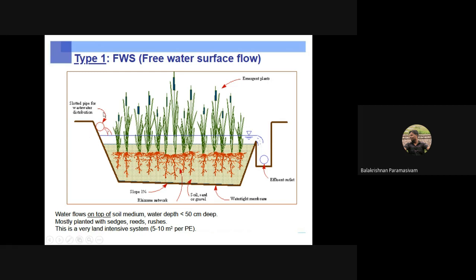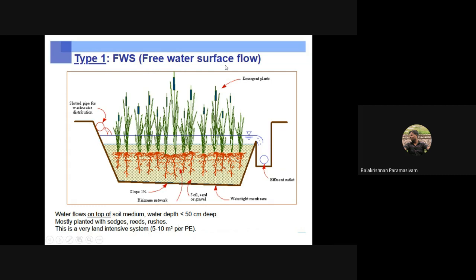So if you see, it looks like our aeration tank: water comes here, then again goes to this system. But the problem is there's not much treatment happening, because only when water infiltrates and goes inside will there be filtration and a microbial degradation process. The water depth will be 50 centimeters only, and the area required is 5 to 10 meters squared per population equivalent. We will see how to calculate this area.